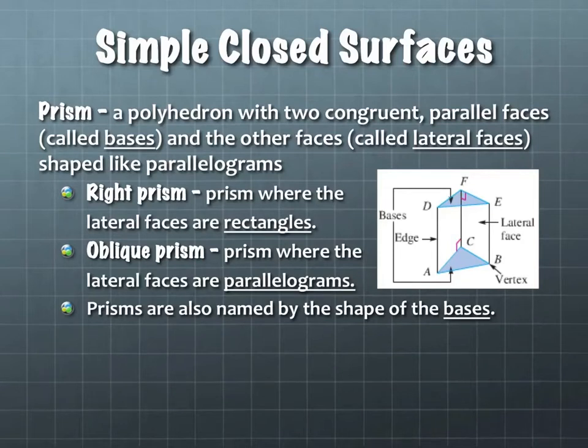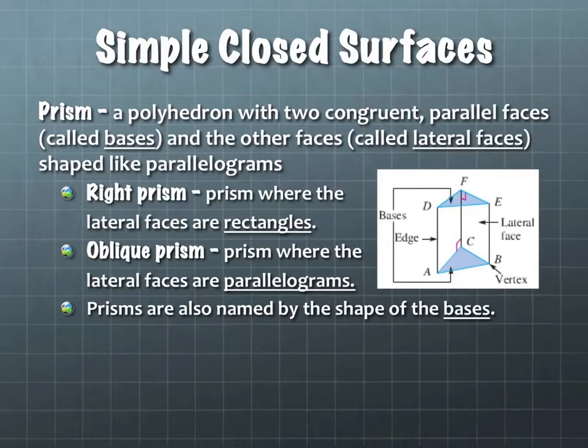All right, so now we're going to talk about some specific types of polyhedron. The first one is called a prism. A prism is a polyhedron with two congruent parallel faces called bases. So in my picture, it's the blue triangle on the top, blue triangle on the bottom. The other faces that are around the object are called lateral faces, and they're always shaped like parallelograms.